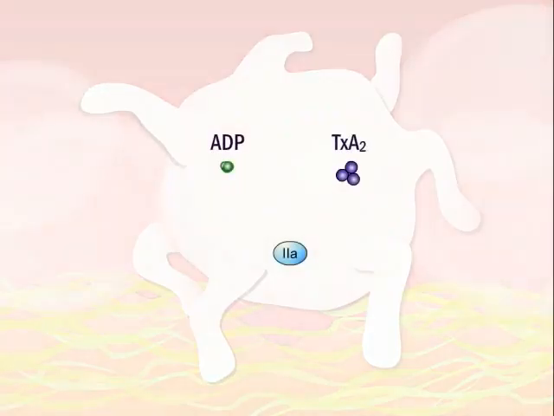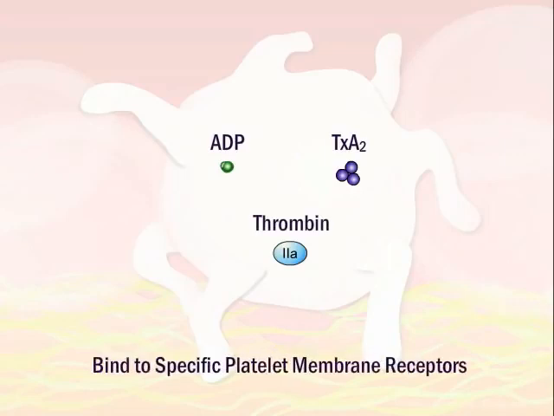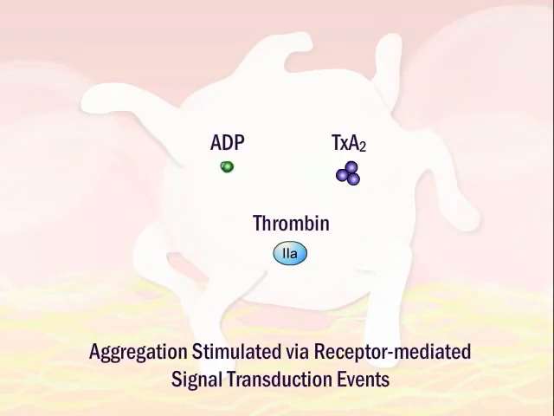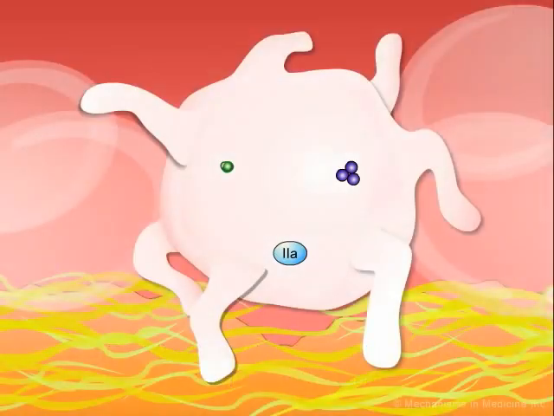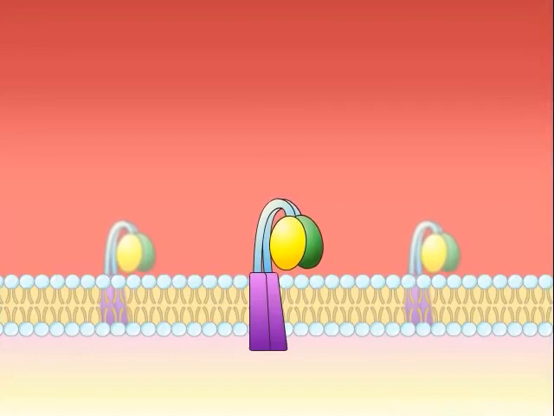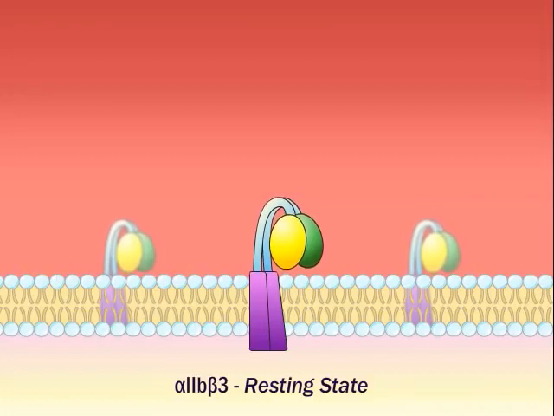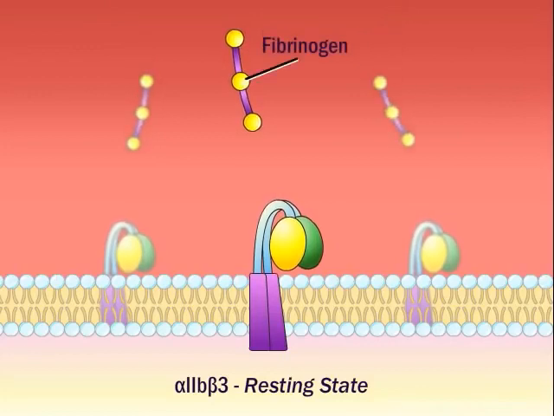ADP, thromboxane A2, and thrombin bind to specific platelet membrane receptors and stimulate aggregation on and around the platelets adherent to the subendothelium via receptor-mediated signal transduction events. Aggregation is an active metabolic process. Binding of any of the agonists to their respective membrane receptors initiates signaling pathways that ultimately convert integrin alpha-2b beta-3, or GP2b/3a, from a low-affinity resting state to a high-affinity activated state for binding extracellular soluble ligands such as plasma fibrinogen and von Willebrand factor.